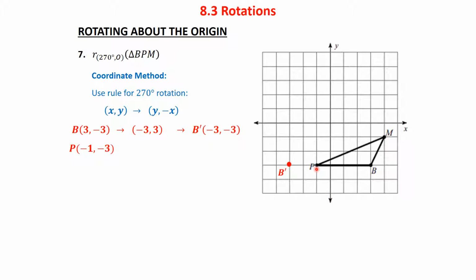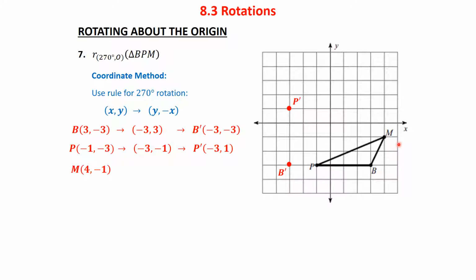My point P, which exists here at (-1, -3), again, I'm going to switch the order of those points. So now I'm at (-3, -1). Multiplying my back coordinate by -1, I get that point P is located at (-3, 1).